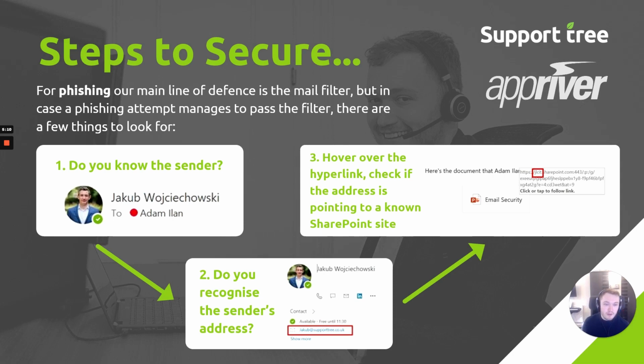When you're getting sent files through email as well, it's best to hover over the hyperlink and check if it's pointing to a website or SharePoint that you know already. So in this case, our SharePoint is jlcit.sharepoint.com, so we know that this is at least on our SharePoint and legitimate.